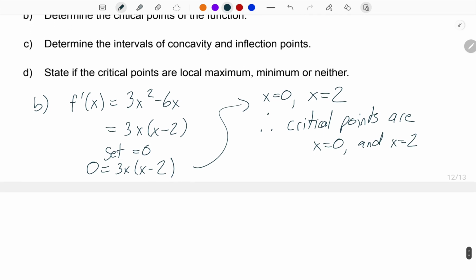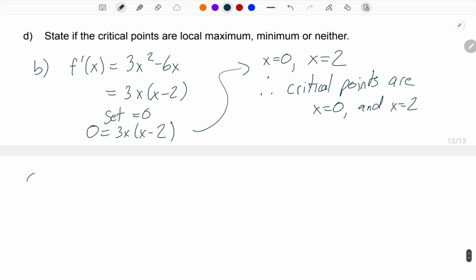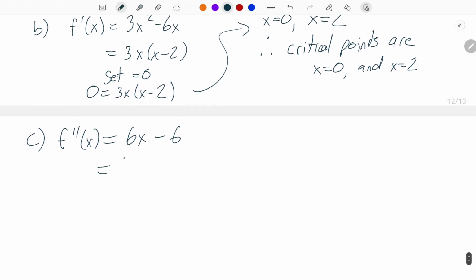Let's continue onward. Now we want to figure out a little bit about the concavity of the function, so we need the second derivative. I'll go off the expanded form. That's usually the easier way to take derivatives. So 6x minus 6, factoring that is just 6(x minus 1). So we have our important point of x equal to 1, maybe an inflection point.